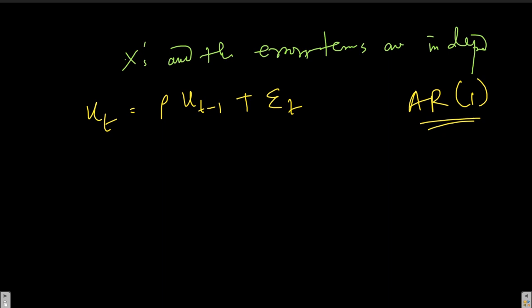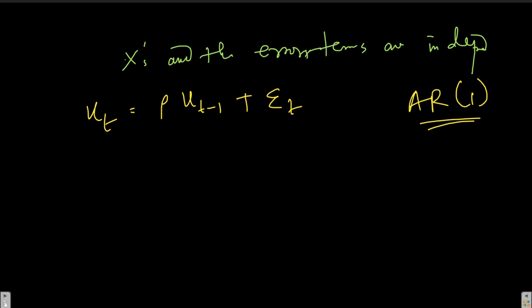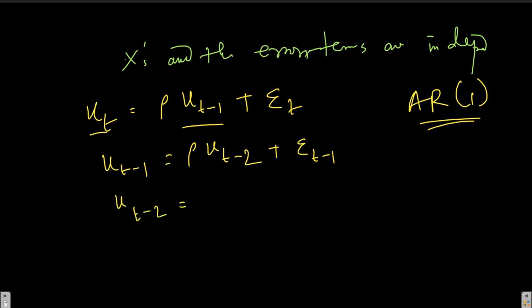Now I can write the same u_t here in the form of this equation. Now let us look at u_{t-1}. u_{t-1} could be written as rho u_{t-2} plus e_{t-1}. What about u_{t-2}? u_{t-2} is equal to rho u_{t-3} plus e_{t-2}. Okay, so with these equations you can clearly see where I'm going.